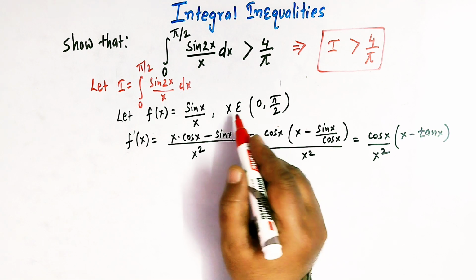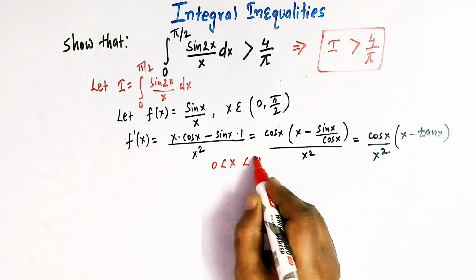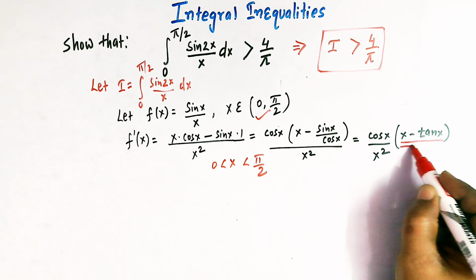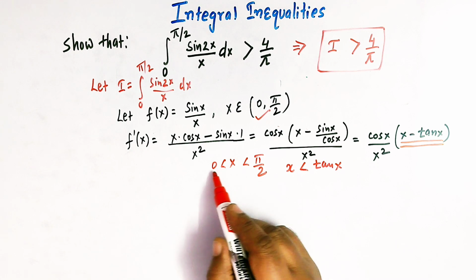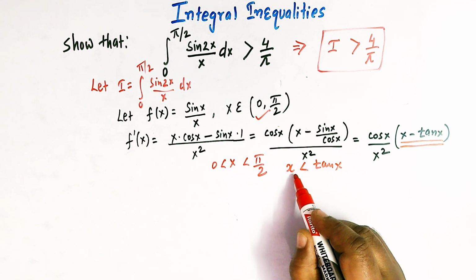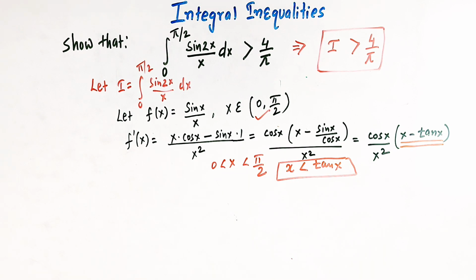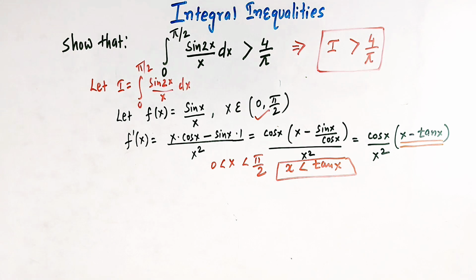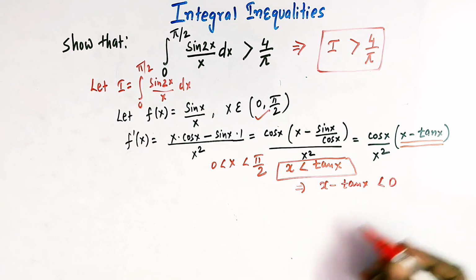So now let us consider the interval x belonging to 0 to pi by 2, right? And when we consider this interval, then from trigonometry we can easily conclude that x is always less than tan x whenever x belongs to this interval, that is 0 to pi by 2. So the value of tan x is always greater than x whenever we take x from 0 to pi by 2. It means when we are in the first quadrant, then tan x is greater than x. So this implies that x minus tan x is less than 0, right?